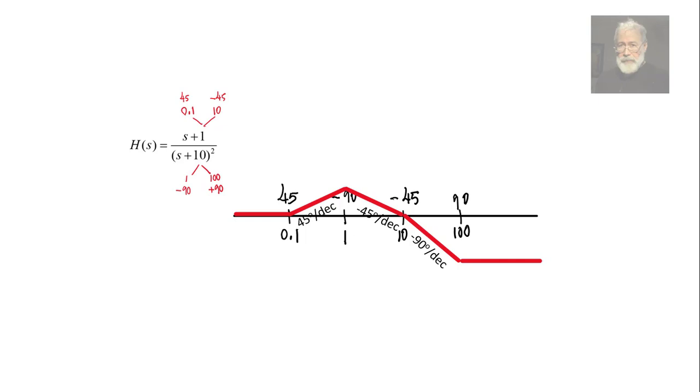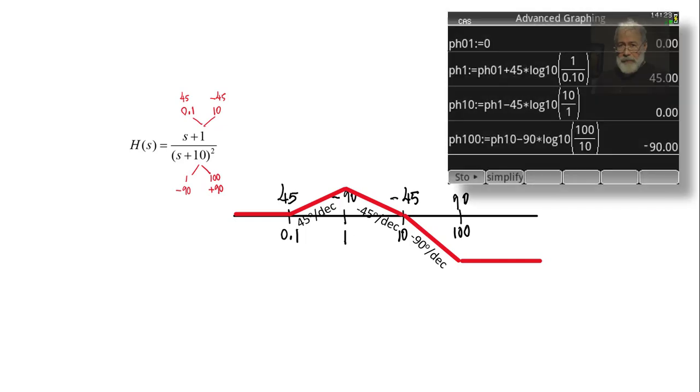What is the entry value? The entry value is 0, of course. There is no 0 at 0. There is no pole at 0. 0 is the entry. And then we compute what is the phase at 1 radians per second, what is the phase at 10, and what is the phase at 100. Those are the values. We write them on the plot, and we're done.